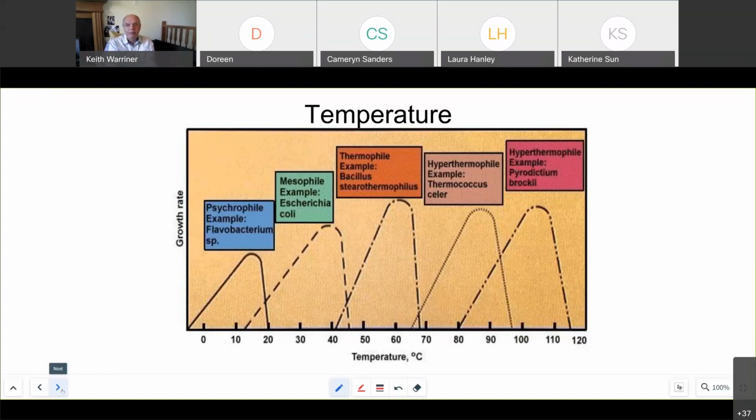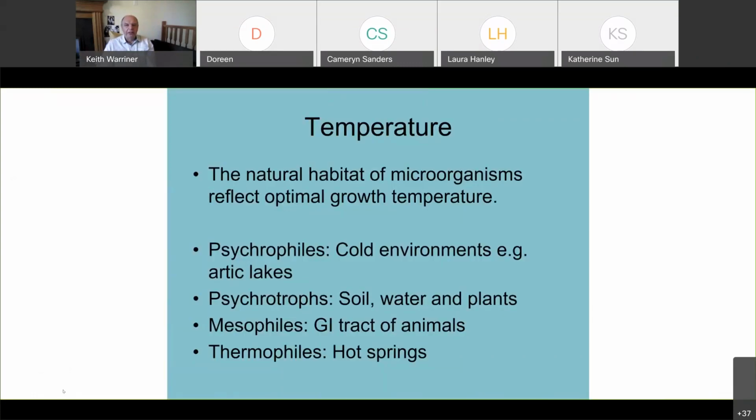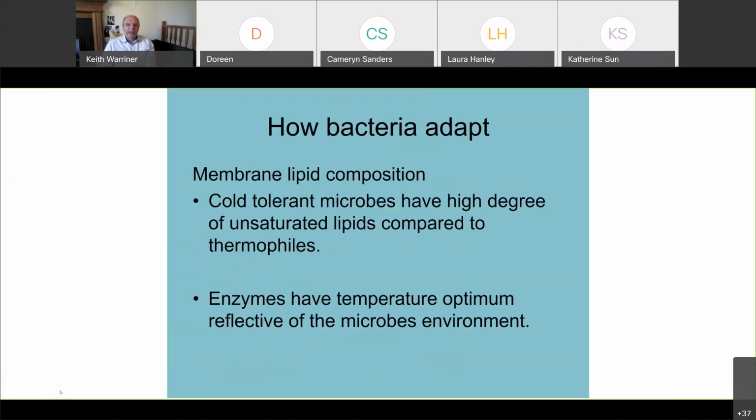They like body temperature. And this is all adaptation because of enzymes, isn't it? Because their membranes are fluid at a certain temperature, and the enzymes operate at a certain temperature. But you get different environments depending on how the microbe evolved. So they adapt by changing the composition of the membrane.